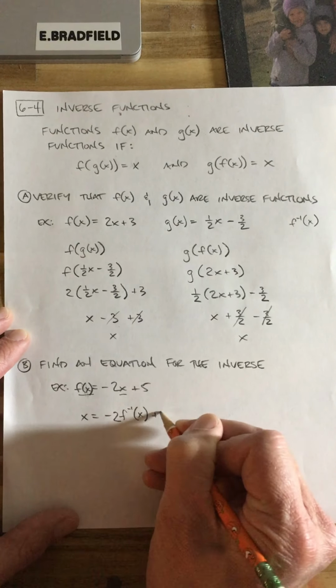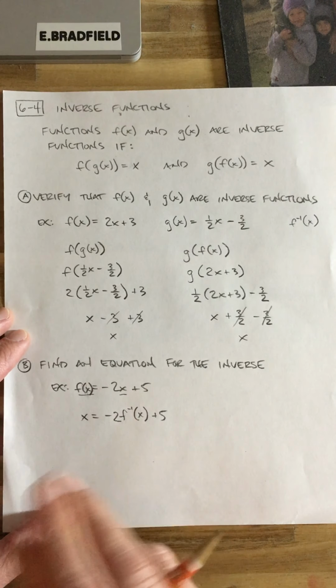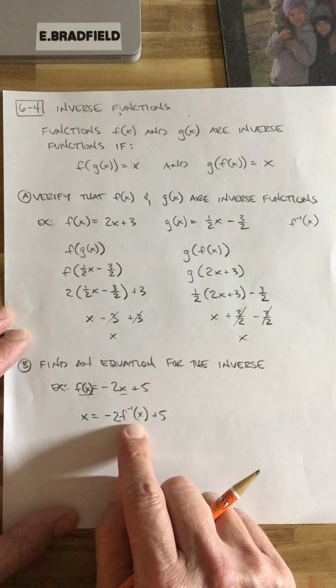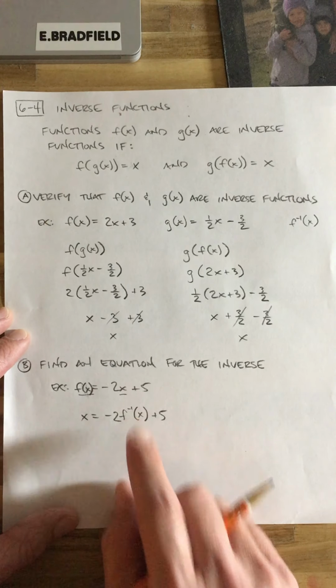And then plus 5. That's all you got to do, okay? Just switch the x and the f of x. Once you switch it, put the x here and then put f inverse of x here, okay? And now solve for f inverse of x.